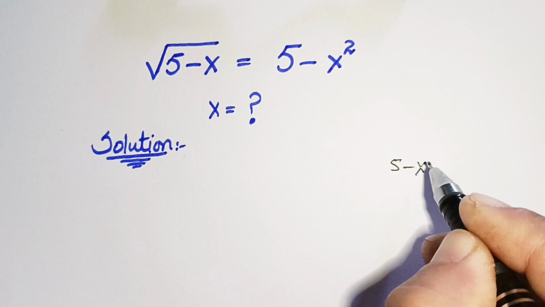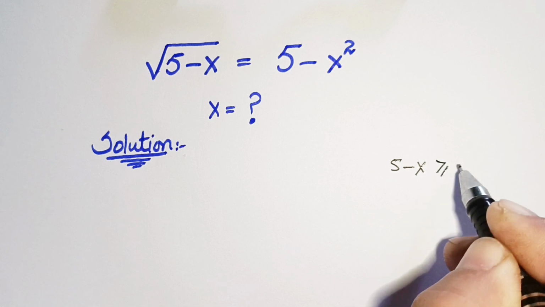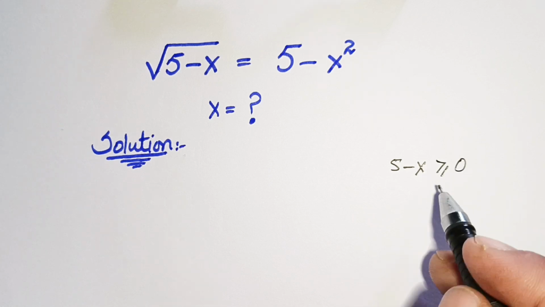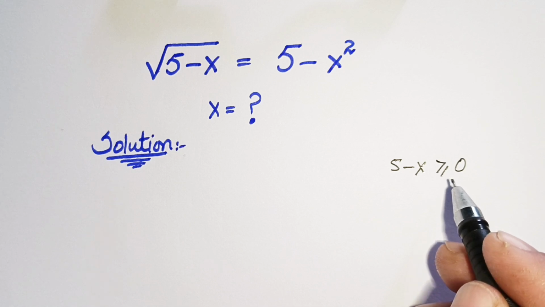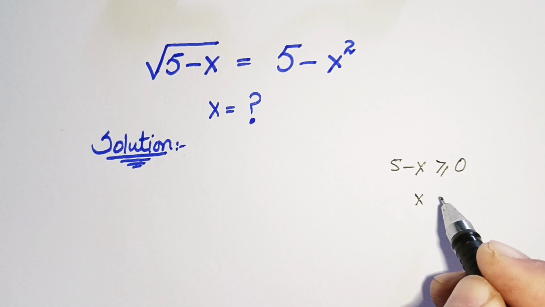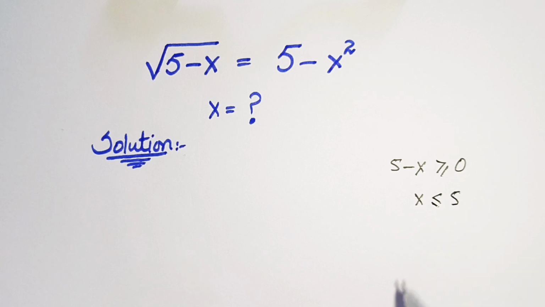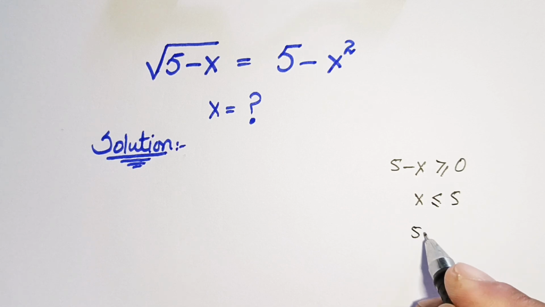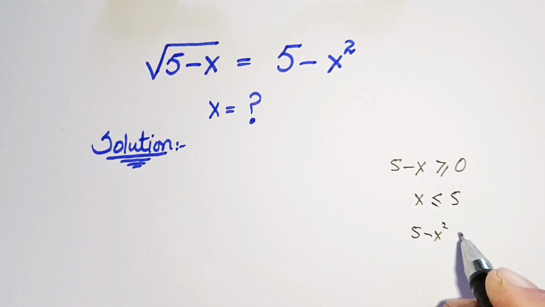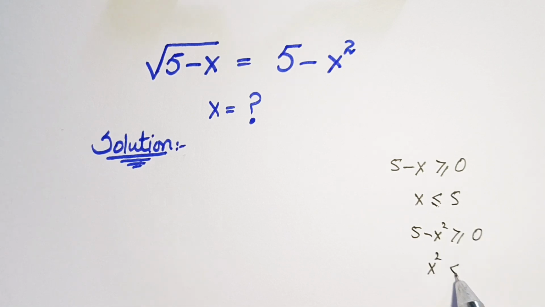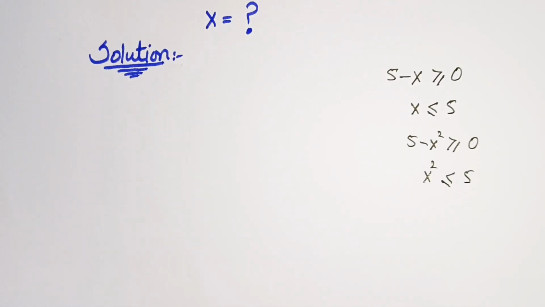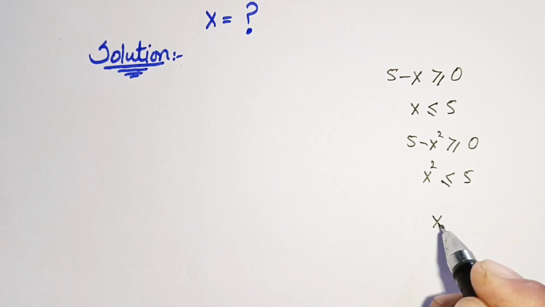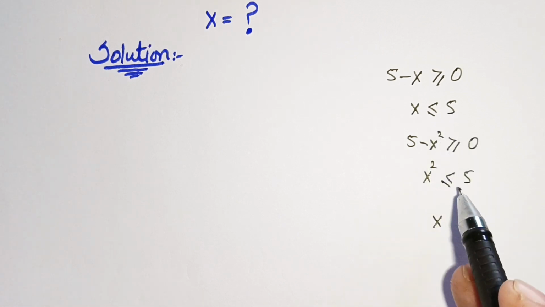So 5 minus x here is greater than or equal to 0. So if 5 minus x is greater than or equal to 0, then x will be less than or equal to 5. Similarly, we have 5 minus x squared is greater than or equal to 0. So x squared will be less than or equal to 5. Similarly, we have this first condition and this second condition.